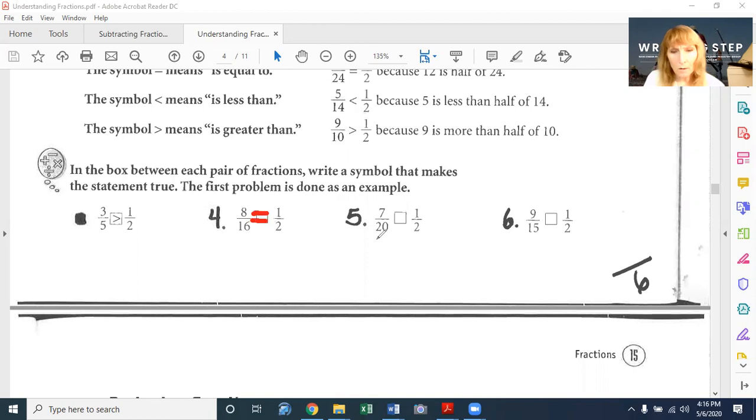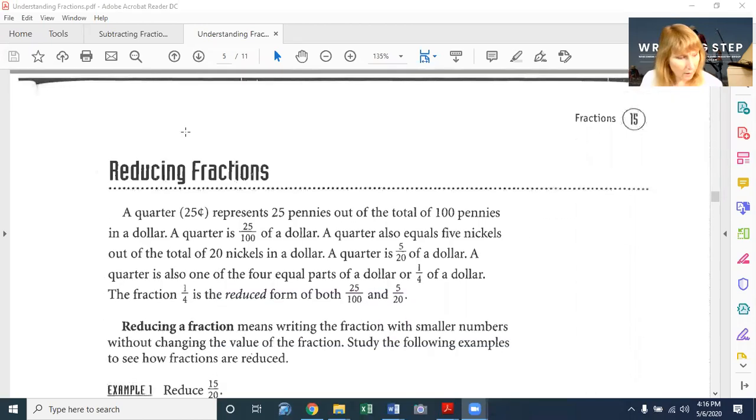Right? What about 7/20 and 1/2? What's half of 20? 10. So 7 is less than 10, so 7/20 is less than 1/2. So the open mouth has to go towards the half, which is bigger. So I'll let you try the last one on your own. And I want to move on from there to reducing fractions.